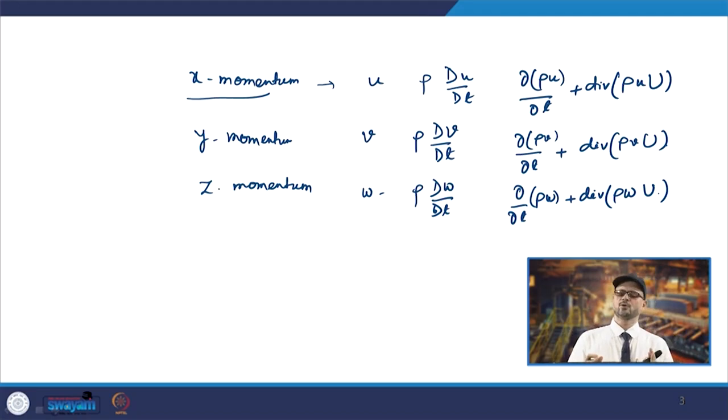So accordingly, this total derivative, or substantial derivative, expression will be used for finding the conservation equations for momentum also, in the coming lectures where we will derive these conservation equations for the momentum. In the coming lecture we will have the expression for the momentum equation in three dimensions.